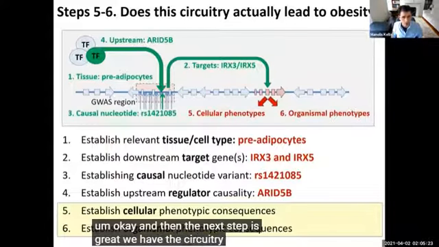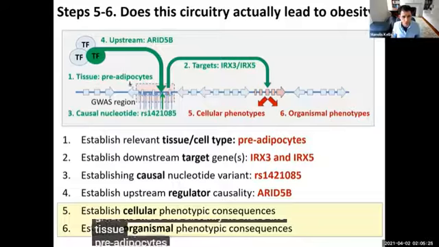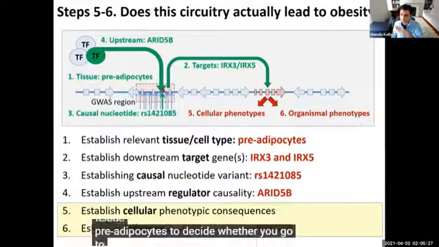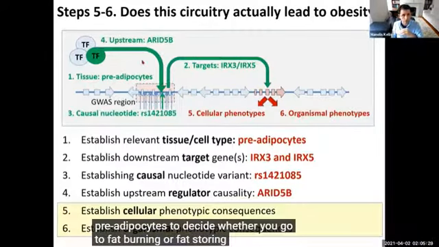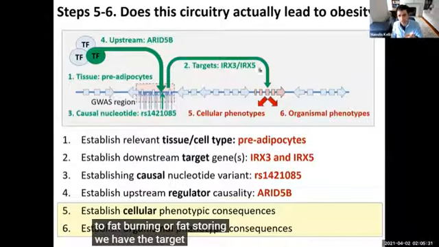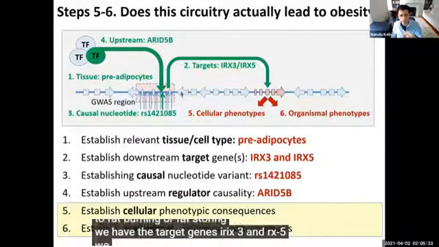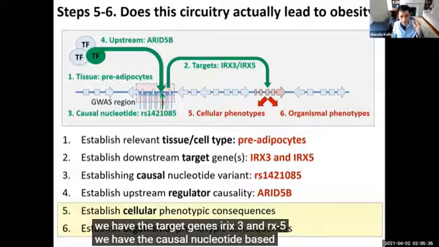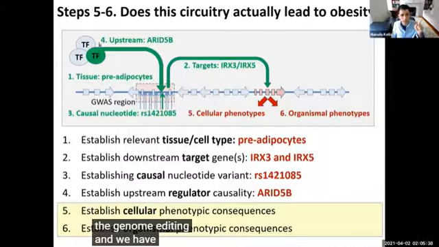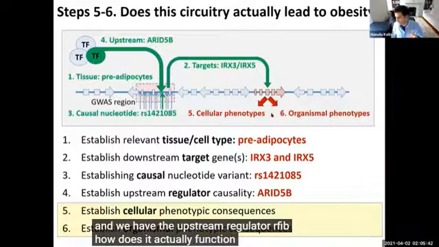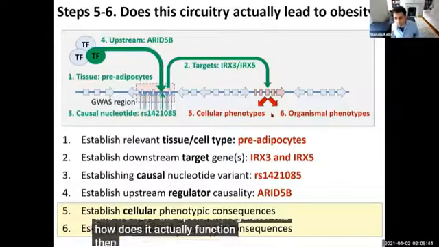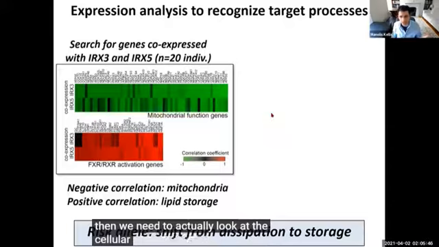We have the circuitry. We have the tissue, pre-adipocytes, to decide whether you go to fat burning or fat storing. We have the target genes, IRX3 and IRX5. We have the causal nucleotide based on the genome editing, and we have the upstream regulator, ARID5B. How does it actually function? Then we need to actually look at the cellular consequences.